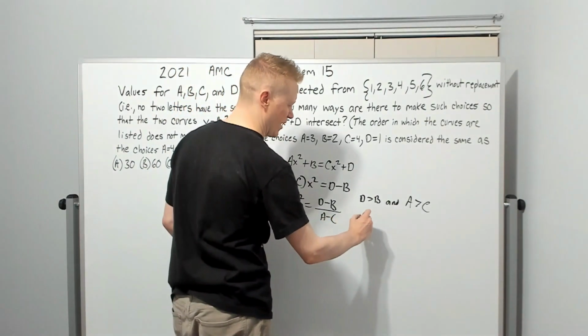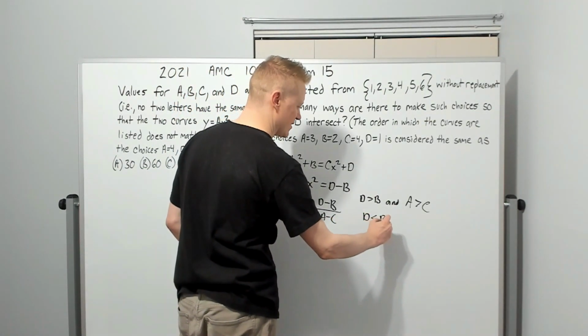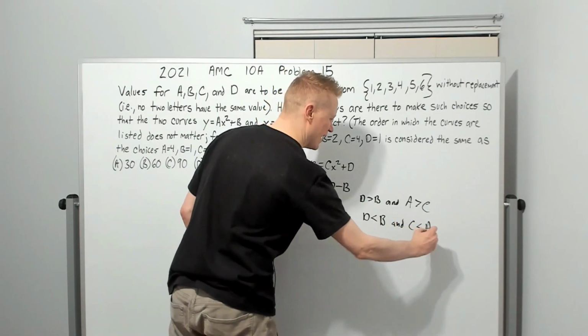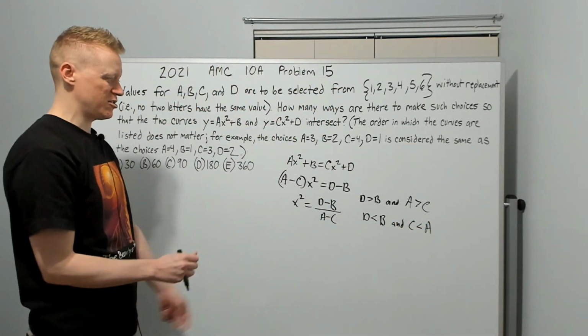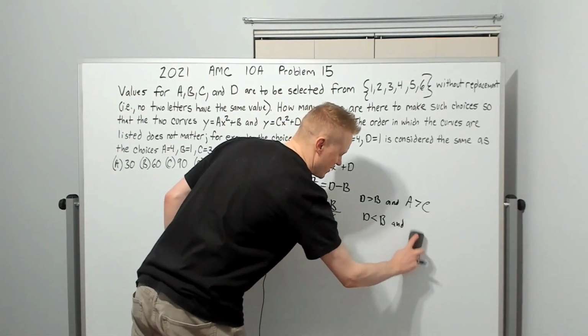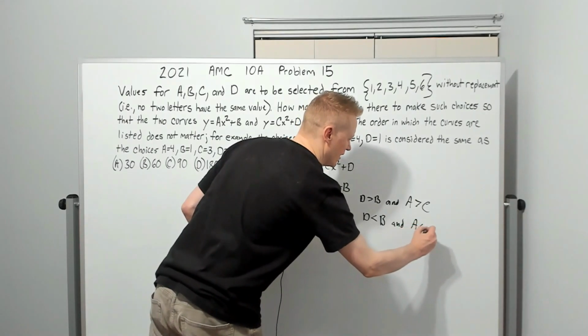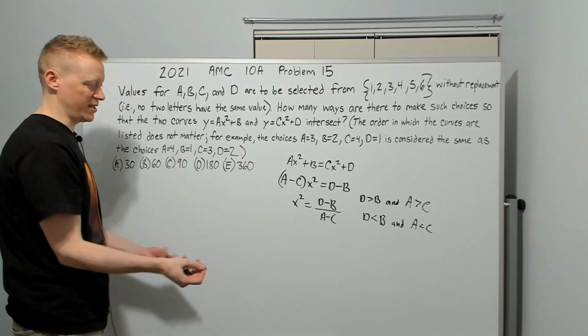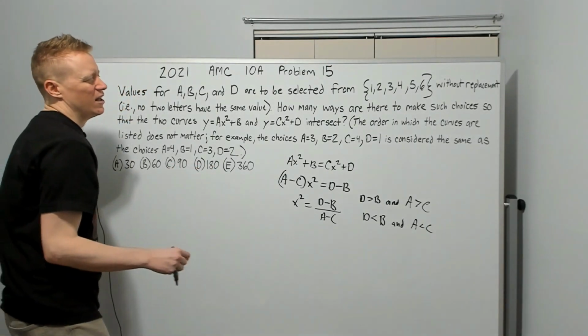I could have another case where D is less than B and C is less than A. So we'll try to think about these two things. I'm sorry, A is less than C. I said the same thing, right? So A less than C. So if A was less than C, I would have a negative over a negative, which becomes a positive. You see how that goes. All right, let's start with this.